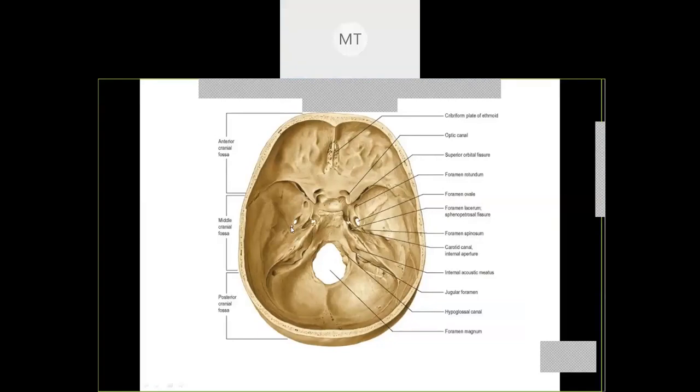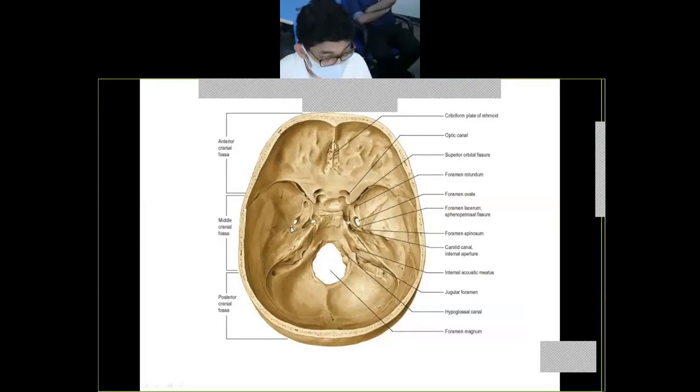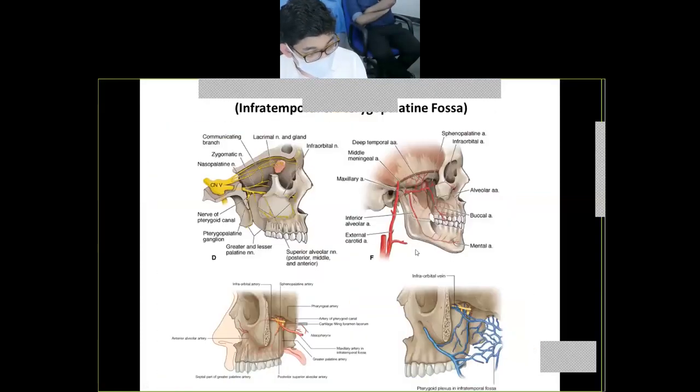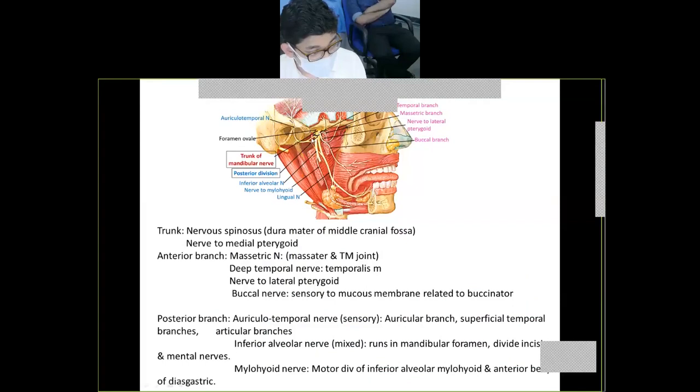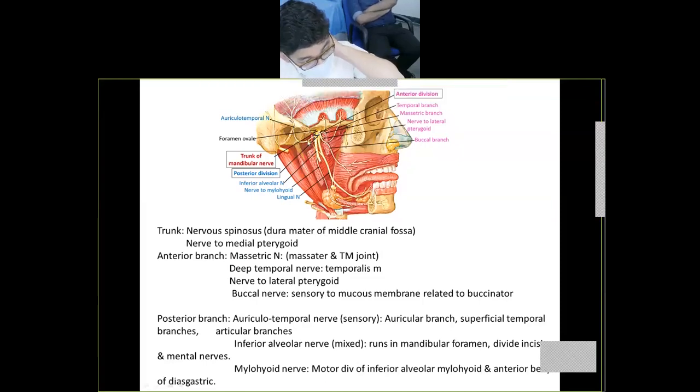Foramen spinosum, coming from the trunk, isn't it? The other is the middle meningeal artery. So it will come up like that. So the middle meningeal artery, this one, comes in through the foramen spinosum. There is the auriculotemporal nerve, which is formed around it by moving around it.